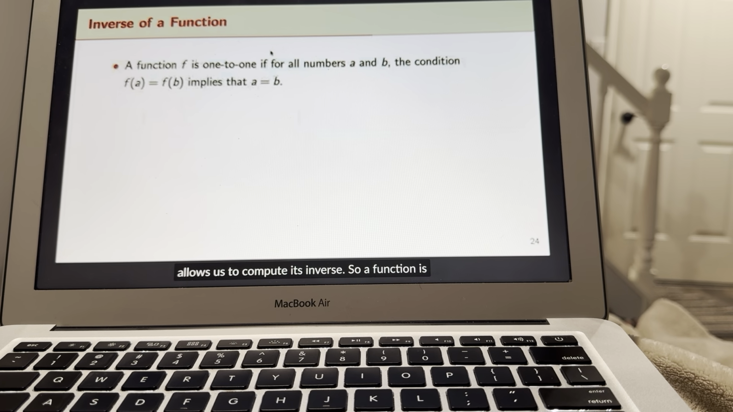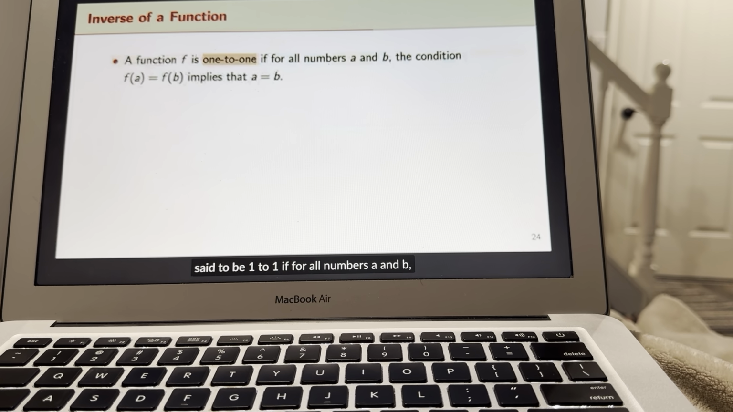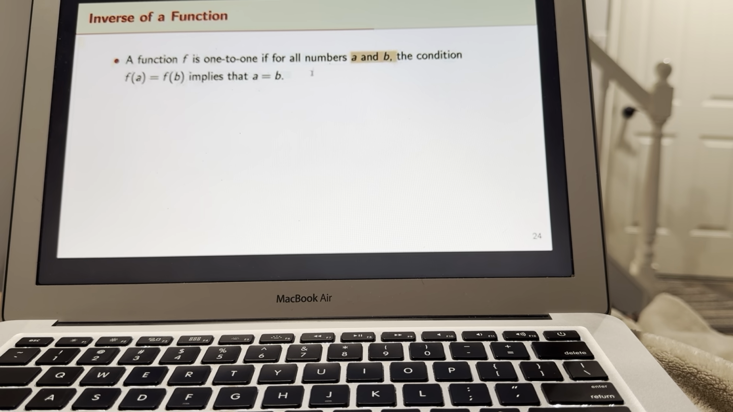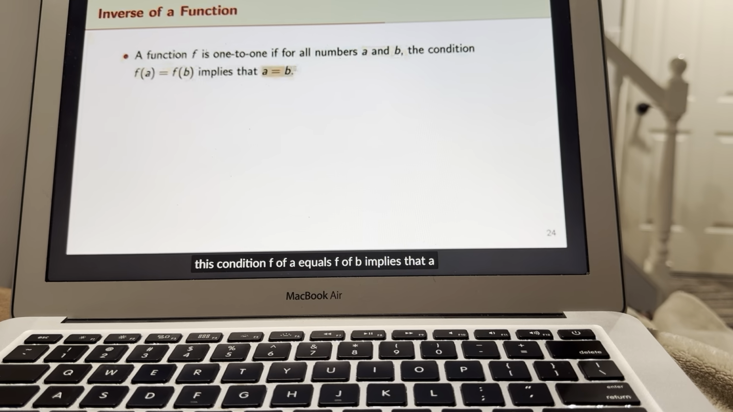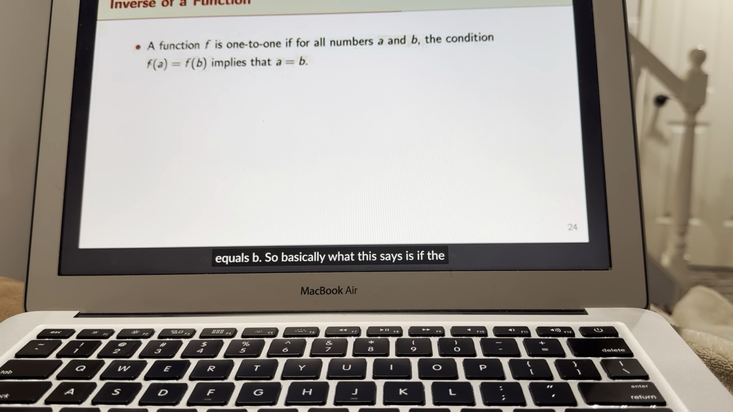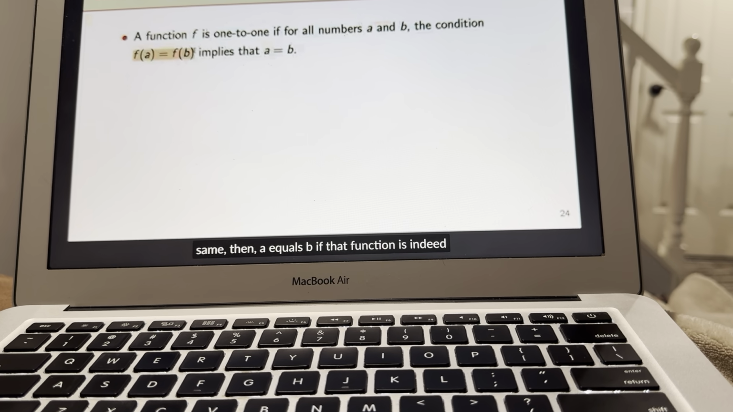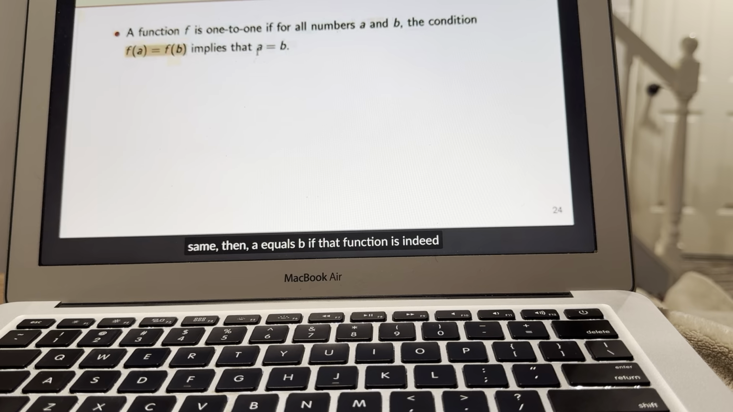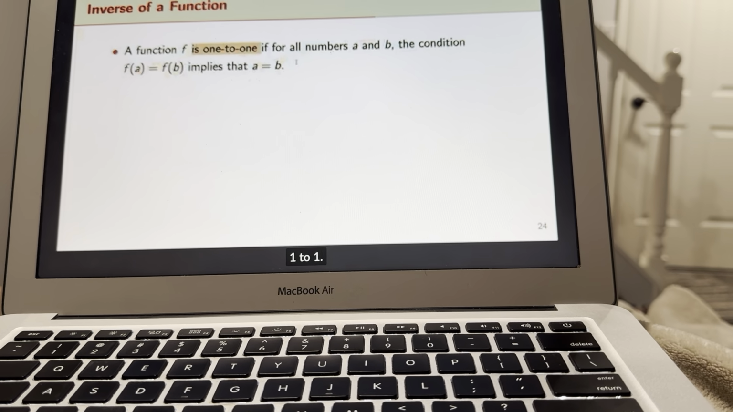So a function is said to be 1-to-1 if for all numbers a and b, this condition, f of a equals f of b, implies that a equals b. So basically what this says is if the outputs of two separate numbers, a and b, are the same, then a equals b if that function is indeed 1-to-1.